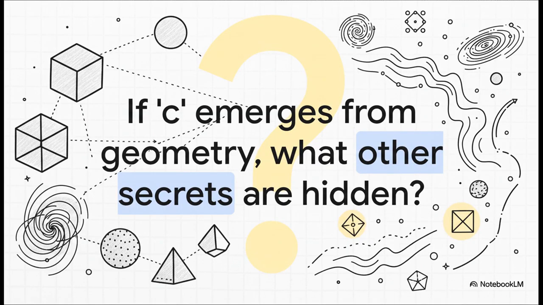And that leaves us with a really fascinating final thought. We've always treated constants, like the speed of light, as these fundamental features of reality, just kind of handed to us without any explanation. But if c can emerge naturally from the shape and the vibration of the cosmos, what else can? What other deep secrets of our universe aren't arbitrary facts at all, but are written into its very geometry, just waiting for us to figure them out?